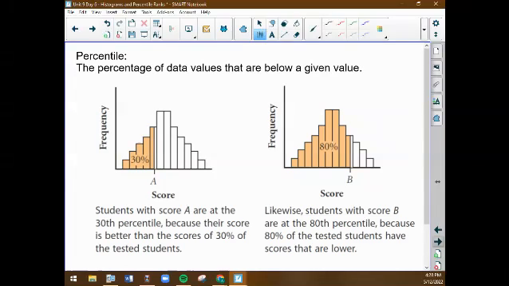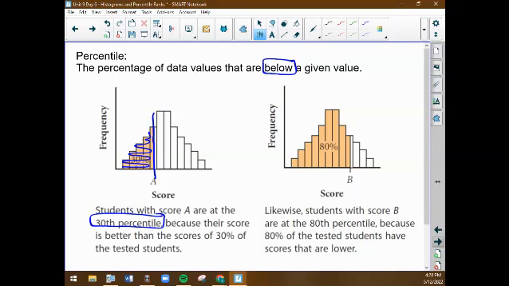So next we're going to talk about percentile. It's the percentage of data values that are below a given value. Okay, so how many data values are below your given value? So here's one example. I have test score A. There are 30% of the total scores below my score. So that means I am in the 30th percentile, because my score is better than the scores of 30% of the tested students.